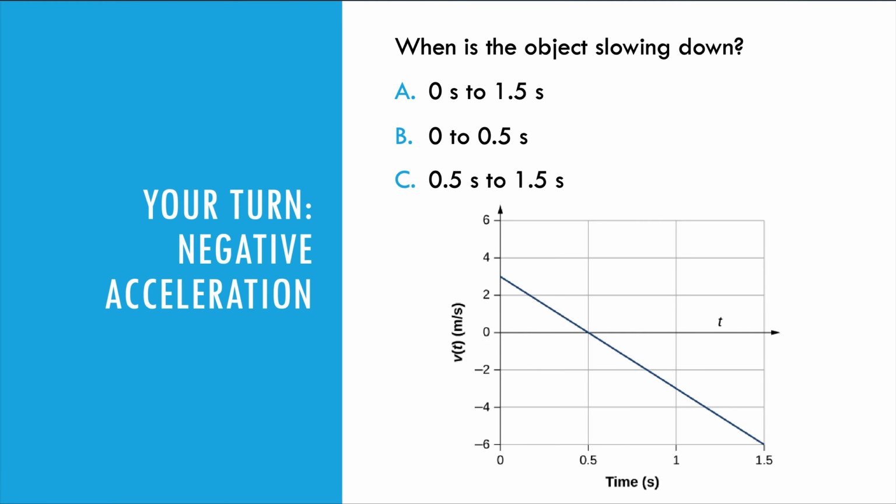Let's look at this your turn. When is the object slowing down? So you want to really think about this one. Pause the video. It's showing a line that has a negative slope. We know that since slope is acceleration, this means that this is a negative acceleration. Slope is acceleration.